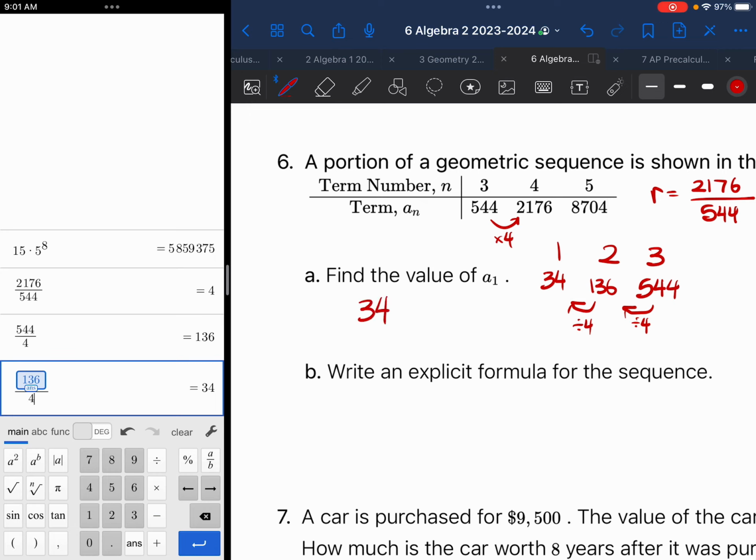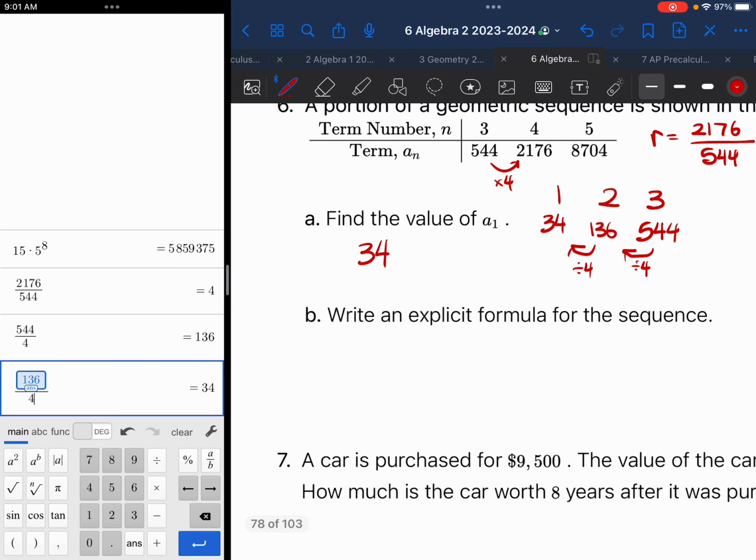All right. And then it's asking me to write an explicit formula for that sequence. So I can choose any term I want. I'm just going to randomly choose the third term since I know that that has to be right. A sub n is equal to, and again, explicit formula, you only need one line. You don't need a first term. The recursive needs an a sub 1 or something like that. So to get a sub n, we're going to choose 544, choose some starting term.